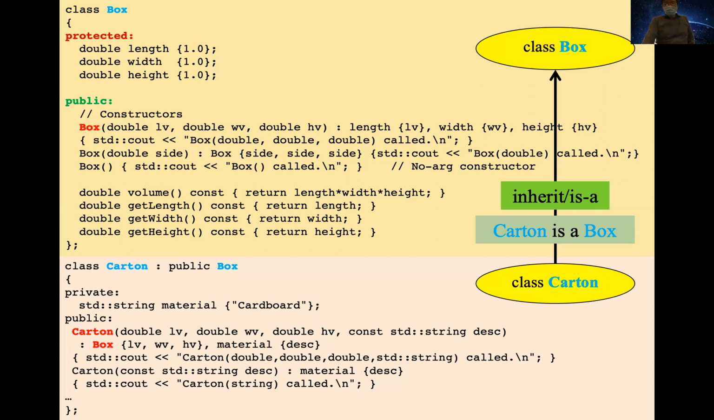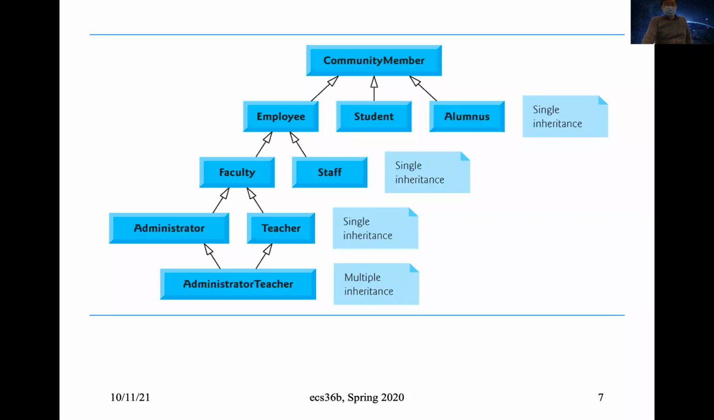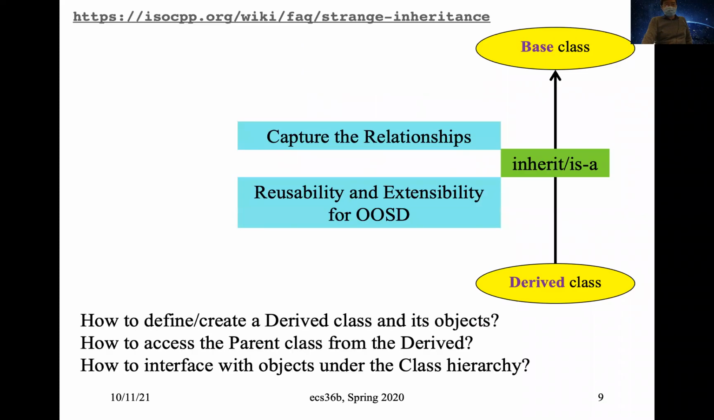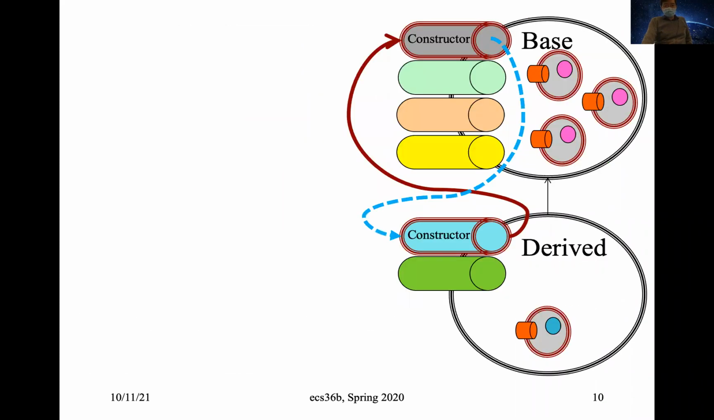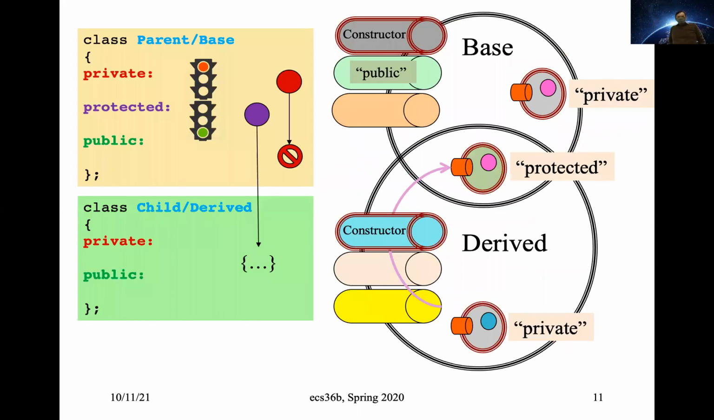Okay, now I want to show you this graphically, what it's doing. What we're looking at is this picture. The top is the base class, which is Box. And the derived class is the Carton. So what we really have is like this picture.